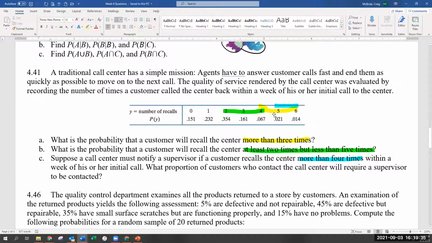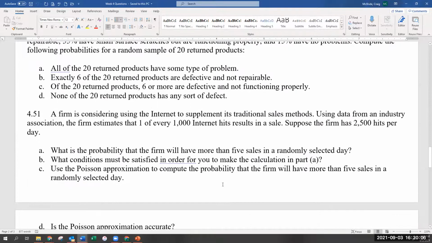Think about it. Same thing here. I took the verbiage, English words, and basically made colors. More than 3 times means 4, 5, and 6. At least 2 times, but less than 5 means 2, 3, and 4, because at least 2, but less than 5. And then more than 4 just means 5 and 6. So when you can take English and basically translate it into numbers, it's going to make these questions a lot easier.